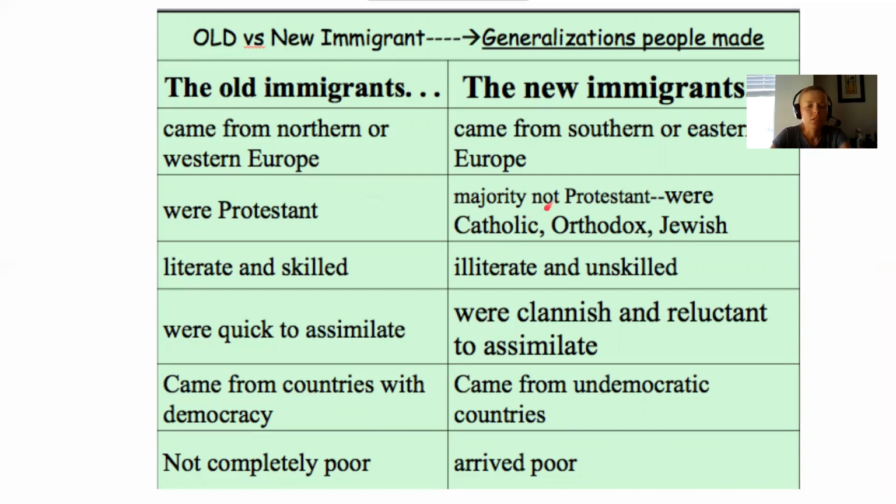The new immigrants, if they came from like Italy, they were Catholic, Roman Catholic. If they came from Russia, they might have been Eastern Orthodox. If they came from other places in Eastern Europe, they might have been Jewish, not Christian at all. So very different religiously. Old immigrants were literate, meaning they knew how to read and write. They had skills that were learned, how to be an editor, how to make paper, etc.